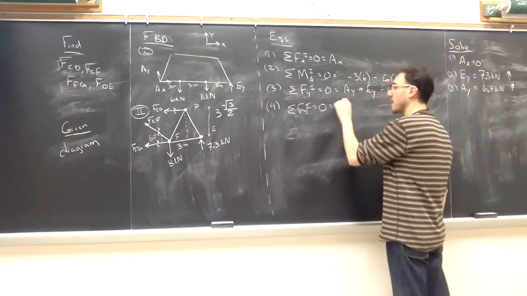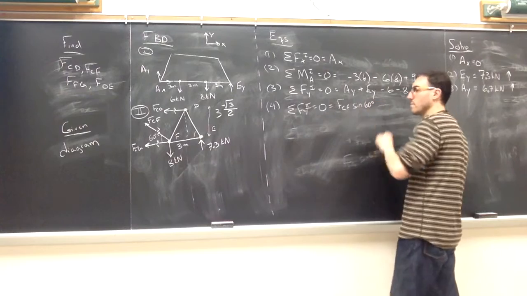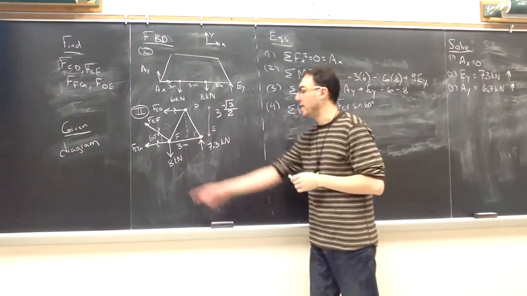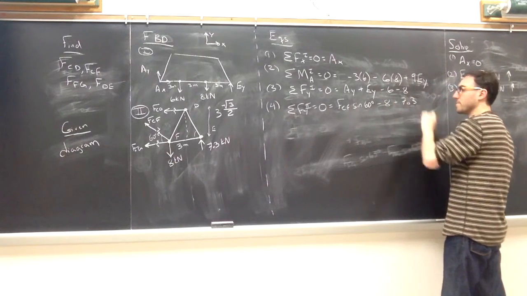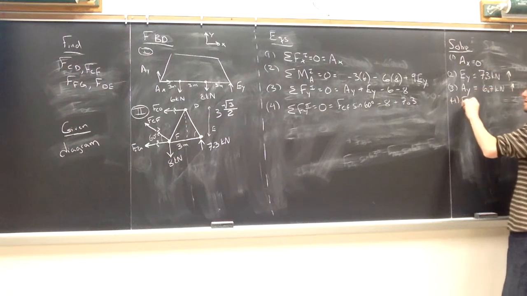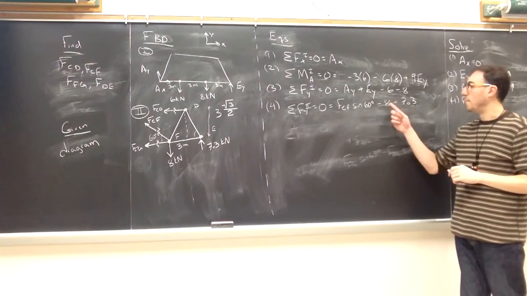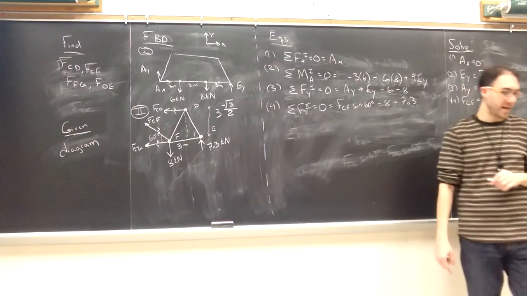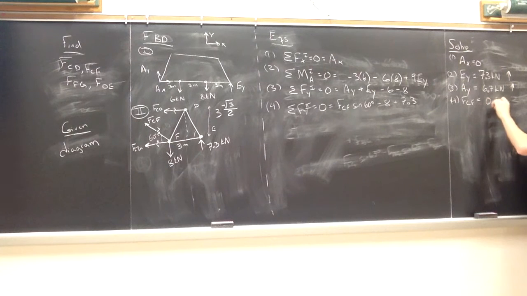So in the y direction, I have FCF sine 60. And I have the 8 down and the 7.3 up. So from here, solving for FCF, moving the 8 over, the 7.3 over, it is positive. I get about 0.81. So that will be in tension.